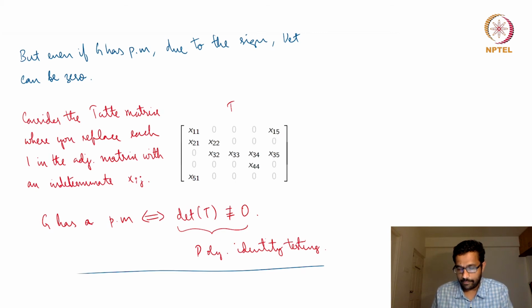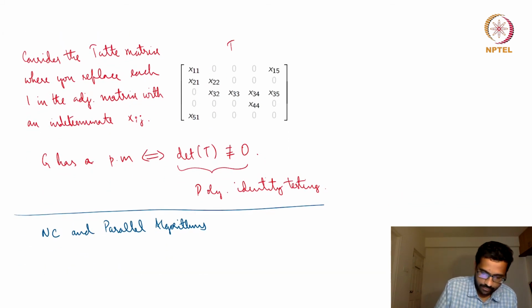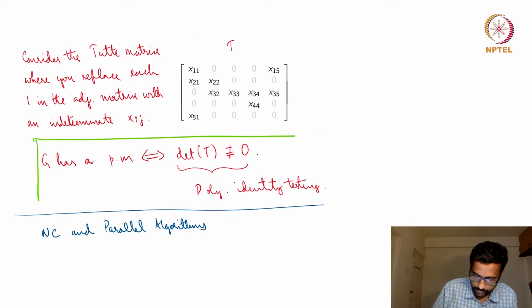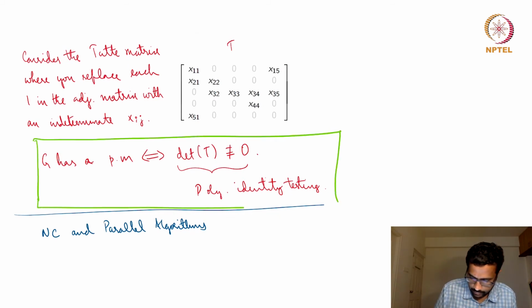Now the claim is that as a polynomial, these don't cancel, because each row and each column has a different variable whenever there is a one, so it cannot get cancelled. Even though they have opposing signs, you cannot get two terms to cancel with each other because the variables involved are different. So G has a perfect matching, this is the main point, if and only if the determinant of this matrix is non-zero.